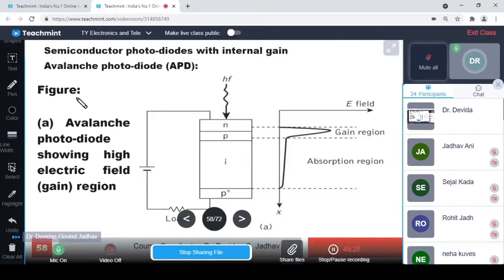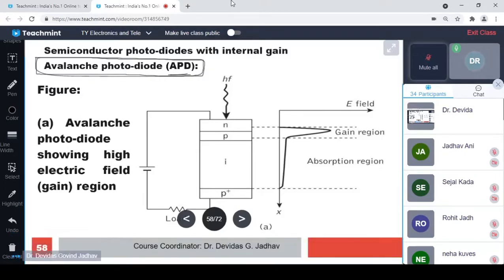Now we turn to the avalanche photodiode. Avalanche photodiode. In short, it is called APD. APD. Okay. In short, it is called APD, avalanche photodiode.